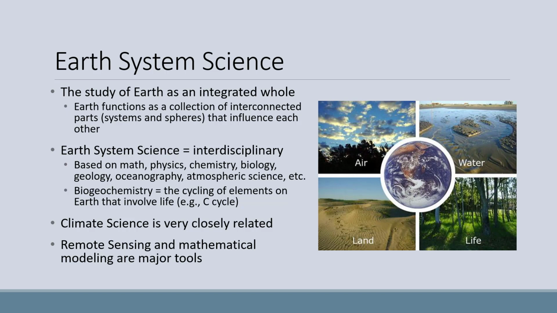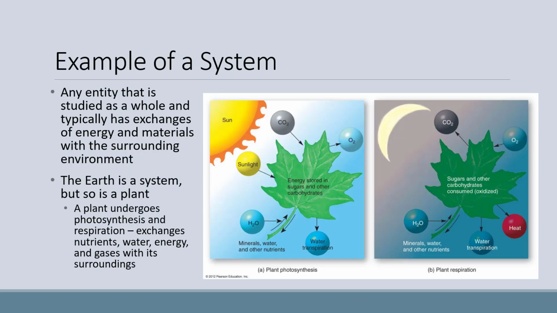Earth system scientists. A system is any entity that is studied as a whole and typically has exchanges of energy and materials with the surrounding environment. This means that there are lots of different things that can be viewed as a system. The Earth is a system, but so is a plant. A lake is a system, but so is a human body. Let's talk more about a plant as an example. A plant undergoes photosynthesis and respiration, and in doing so exchanges nutrients, water, energy, and gases with its surroundings.